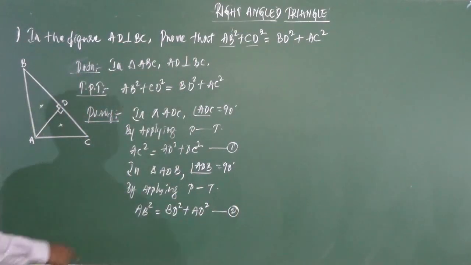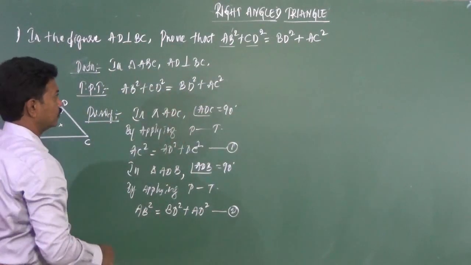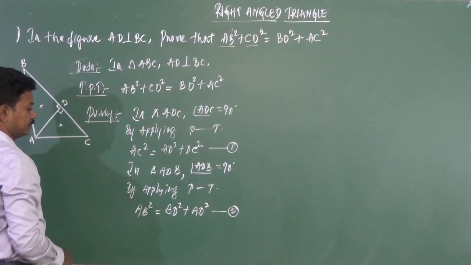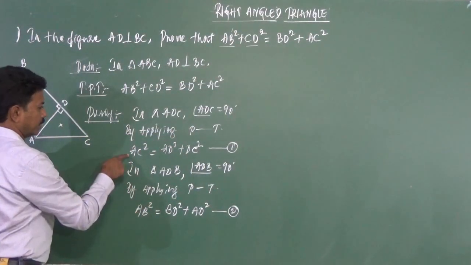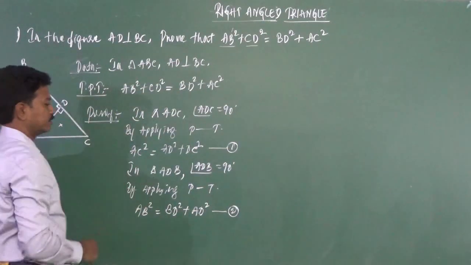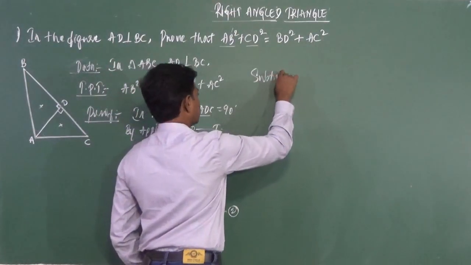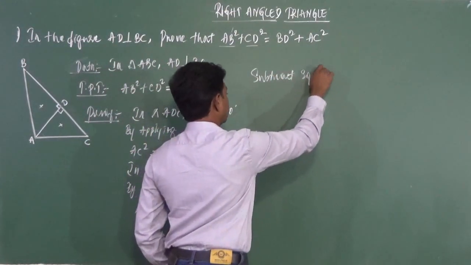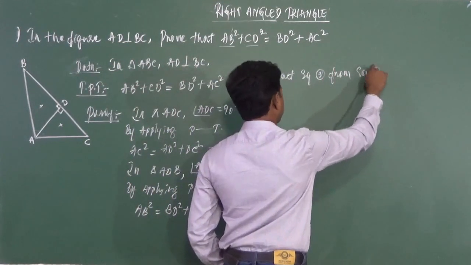Now, in order to get the desired thing, that is AB square plus CD square is equal to BD square plus AC square, we have to just subtract equation 2 from equation 1. If you subtract equation 2 from equation 1, we will get the desired thing. So subtract equation 2 from equation 1, right?